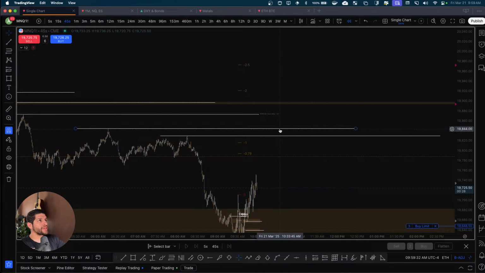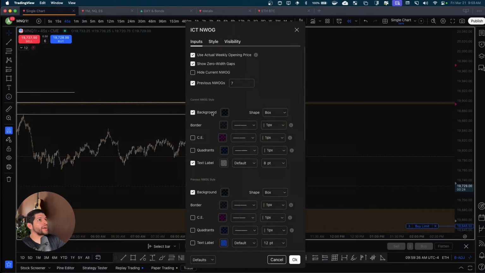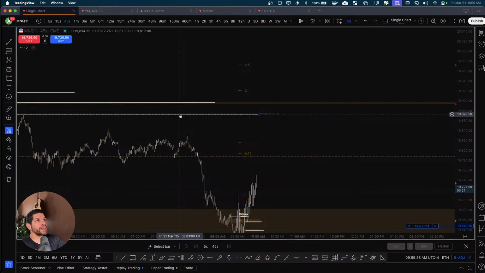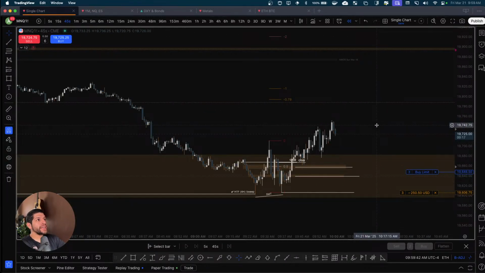Anyways, that's what I'm looking at. That would have been the trade of the day. It's 9:59. That would have been my entry. That's my trade. That's what I've been looking for.